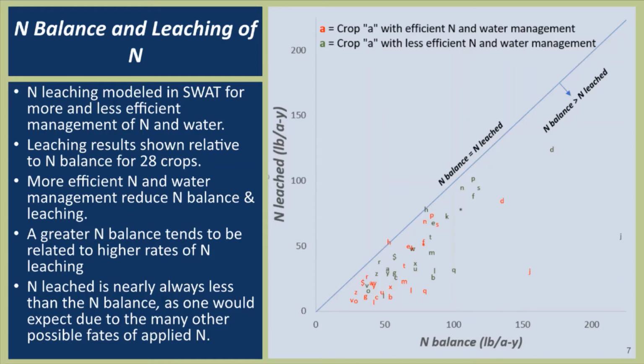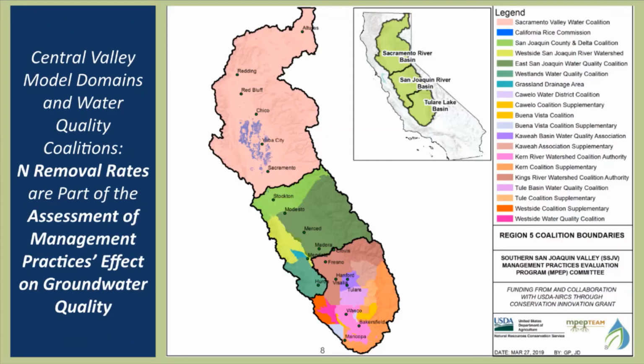And the N leached is nearly always less than the N balance, as one would expect due to the many other possible fates of applied N. N, as we know, can be stored in the soil and taken up by the crop the next year, and other things can happen too. So it's incorrect almost always to equate the N balance with N leaching.